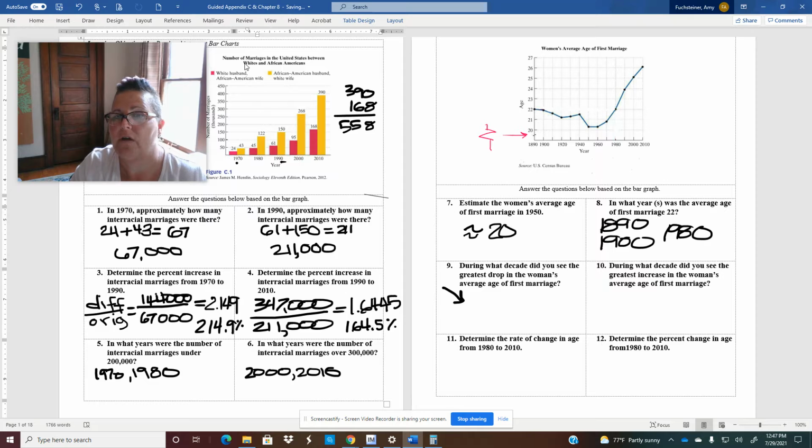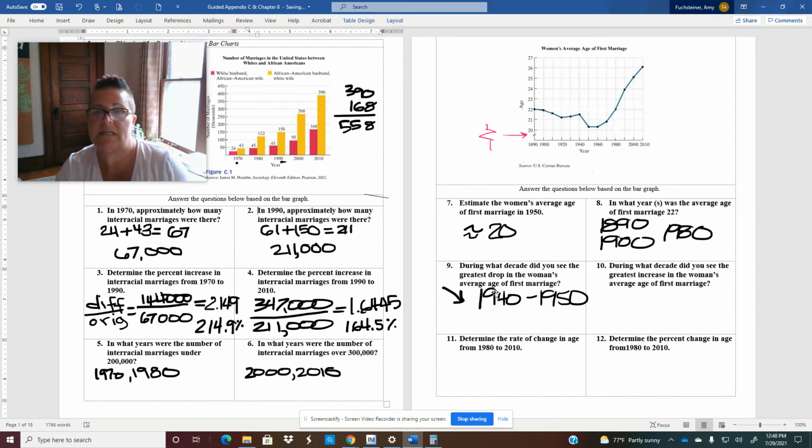So from 1890 to 1900, it's going down, down, down. This is up, up, down, up. Oh, it kind of stays the same there. And then it climbs. All right. So which is the greatest drop? In other words, when does it fall the fastest? And that seems to be from 1940 to 1950. That decade, the decade of the 40s, 1940 to 1950.